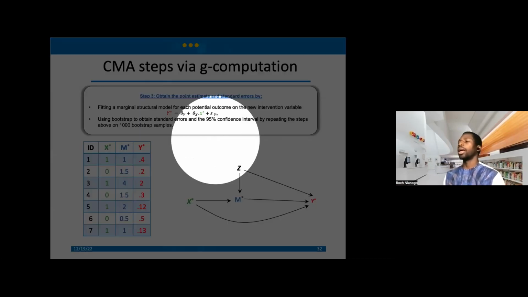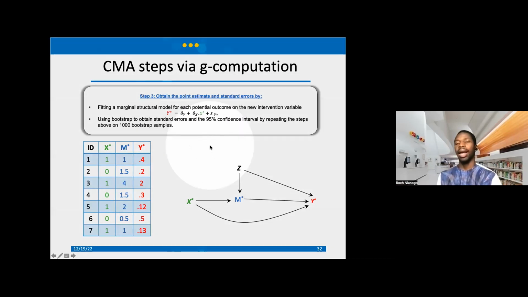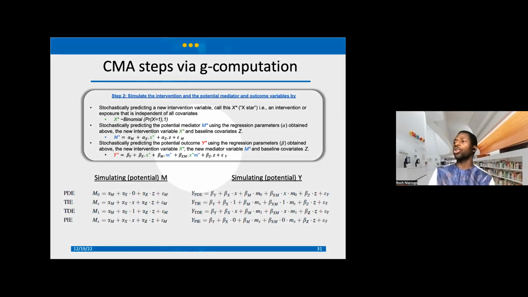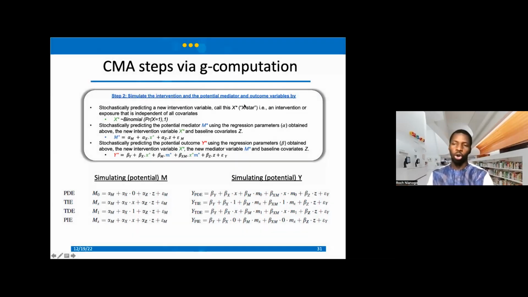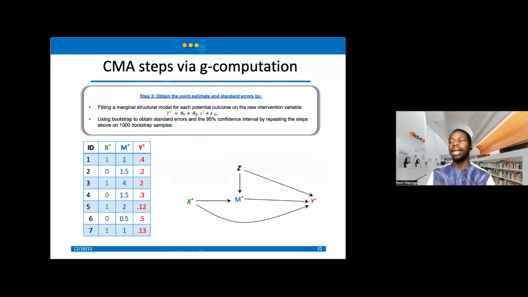And so here, this is a diagram again showing our hypothetical intervention. Remember when I was saying that you're going to be predicting a new intervention that is independent of all the covariates? That just means that we're assuming that we can randomize the value of X. By doing that, we take away the relationship between Z and the new X, which we call X star, all right?